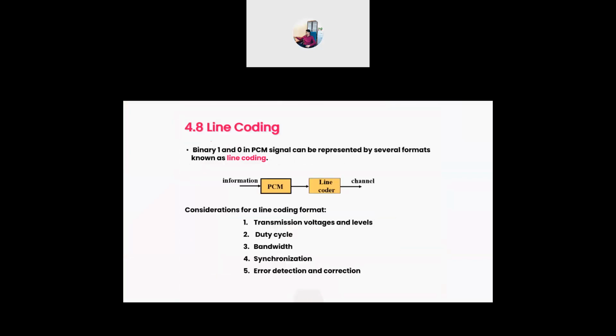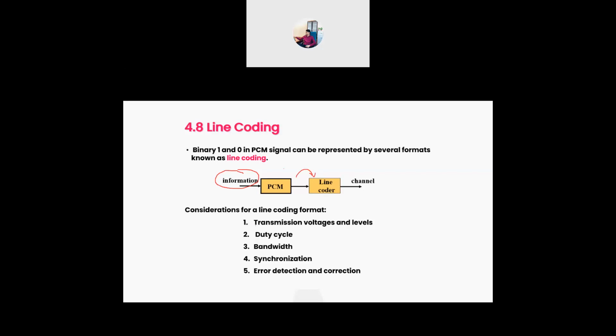Line coding is how a binary 1 and 0 in a PCM signal can be represented by several formats, known as line coding. First you have your information signal, then you have your PCM, the pulse code modulation, and the next stage after this is the line coder, line coding, before you go to the channel.